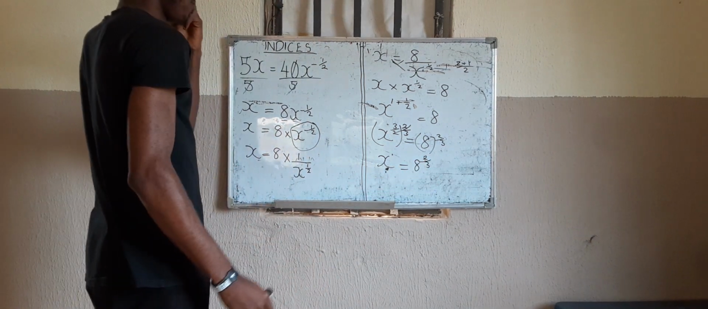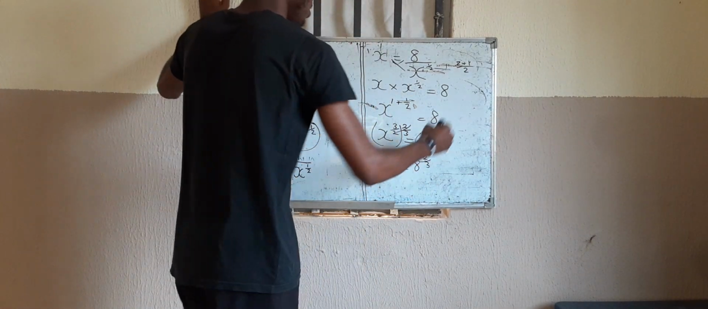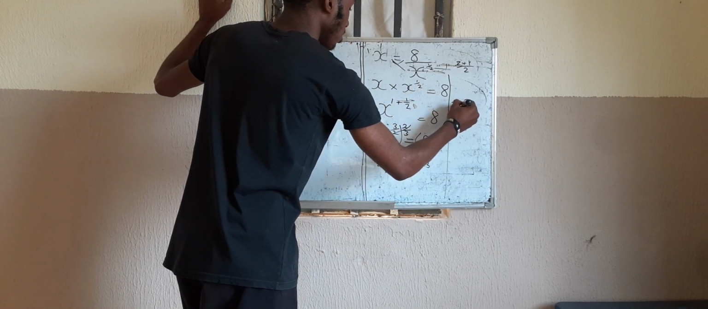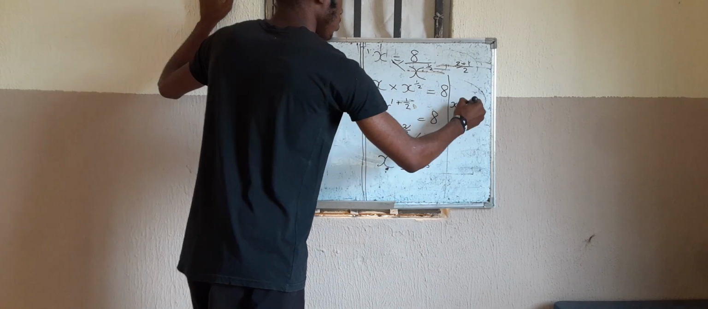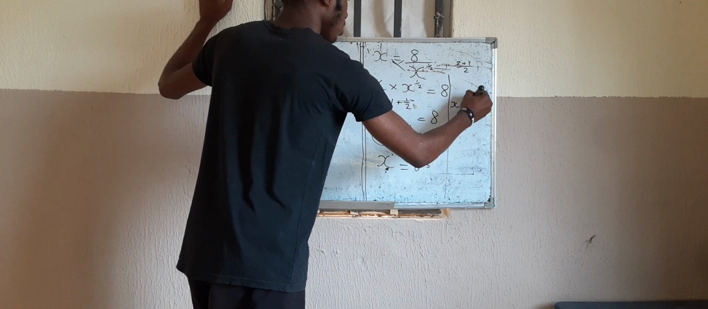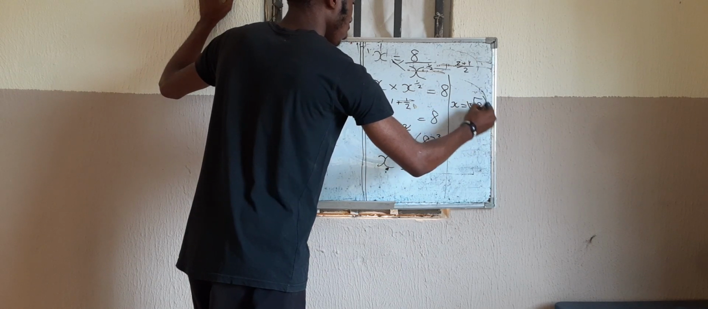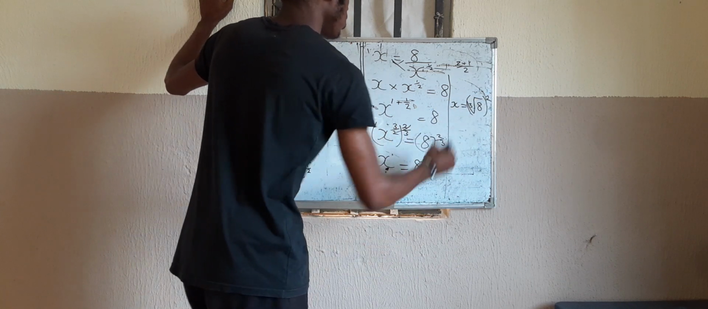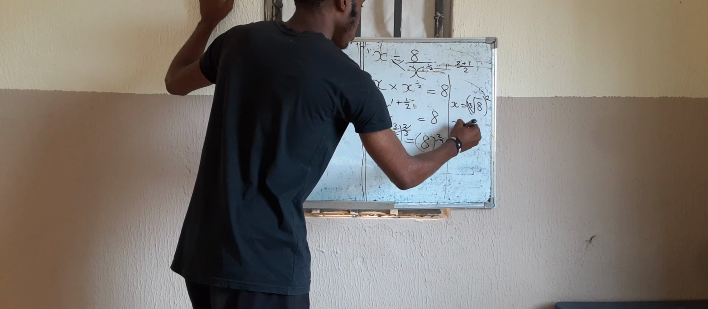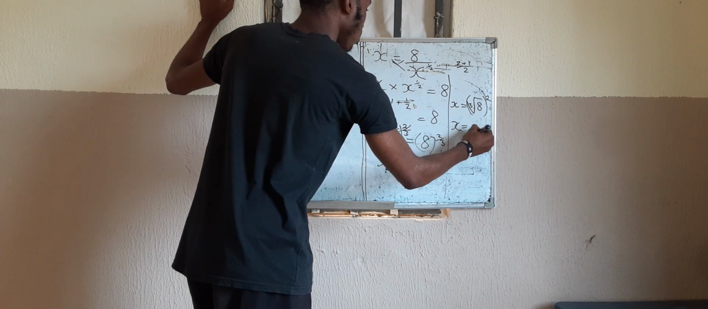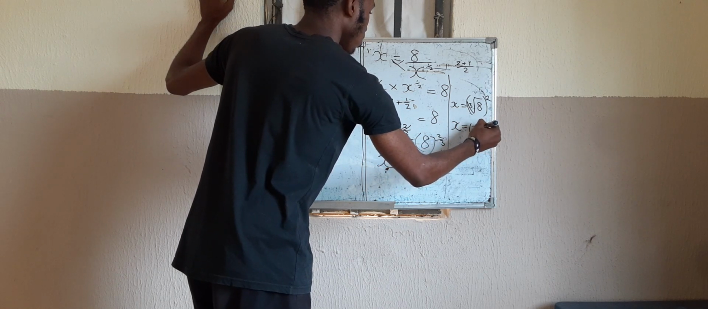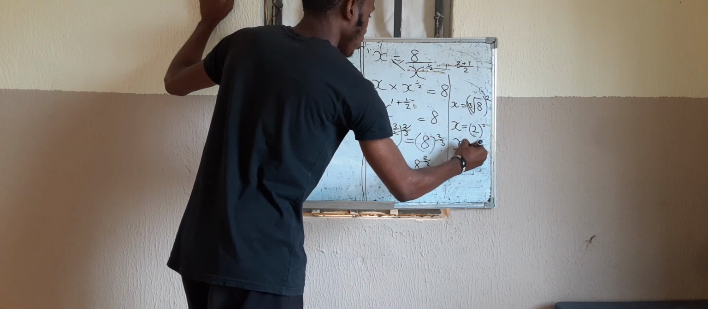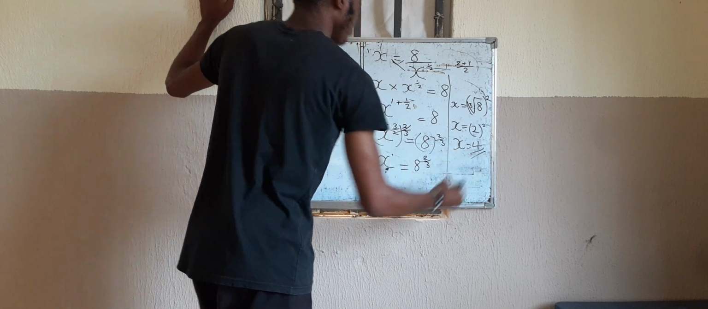So according to the laws of indices, you can say that x equals, so we have 2. The cube root of 8 is 2, so x is equal to 4.